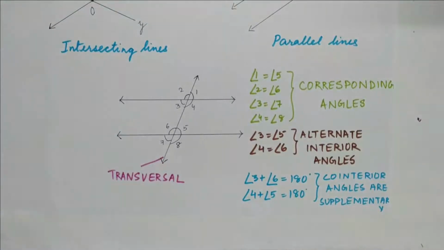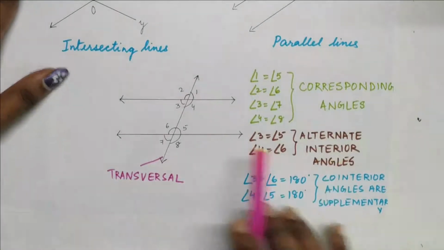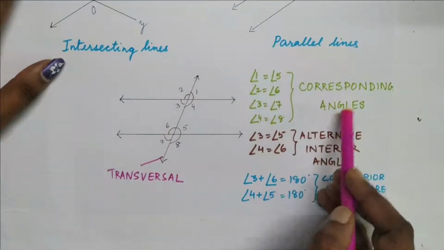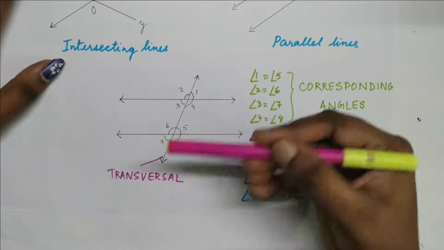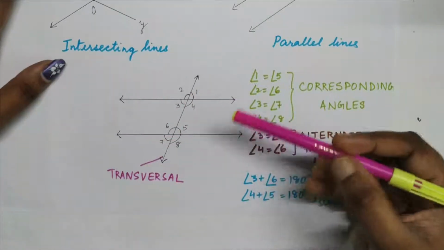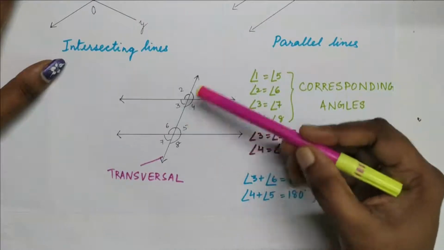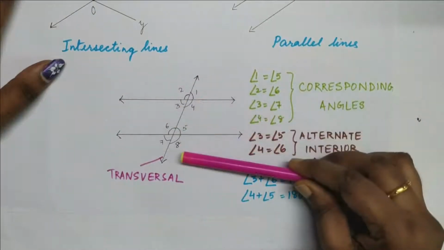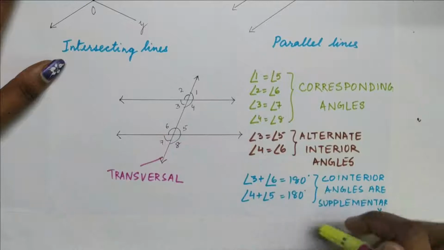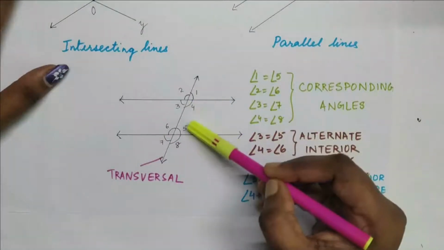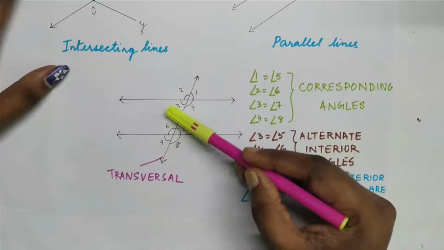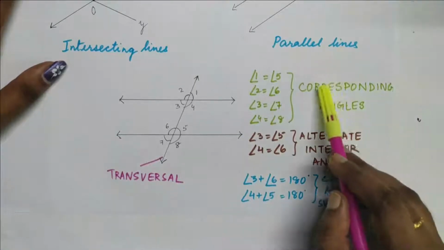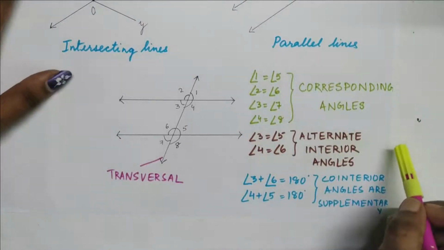Now, what are the points? The first point is that if these are the two parallel lines and a transversal is cutting them, then we get corresponding angles. They are angles on the same side of the two parallel lines, like here 1 and 5, 2 and 6, 4 and 8, 3 and 7. They will be equal, like 1 will be equal to 5, 2 will be equal to 6, 3 will be equal to 7 and 4 will be equal to 8. These angles are known as corresponding angles.